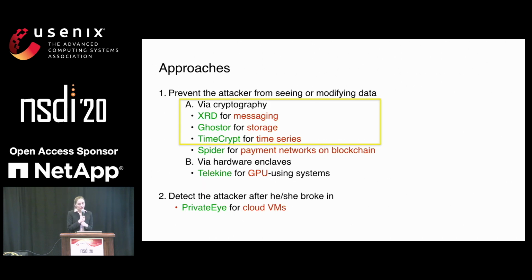All right, so now we're going to go to Spider, which is slightly different than these three works. It focuses mostly on integrity of payment networks on a blockchain as opposed to confidentiality, and in particular on making those payment networks efficient.